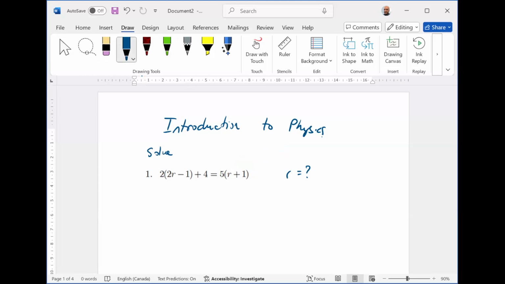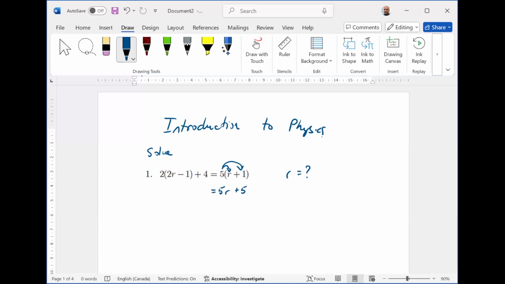So what we want to do is remove all the parentheses here so we can collect like terms. If you haven't done this in a while, there's multiplication going on between the 5 and what's inside these brackets. If you multiply 5 times r, you're going to get 5r. 5 times +1 gives us +5.